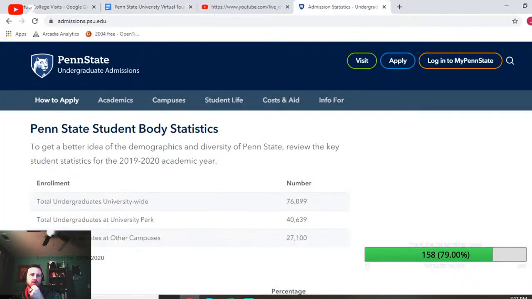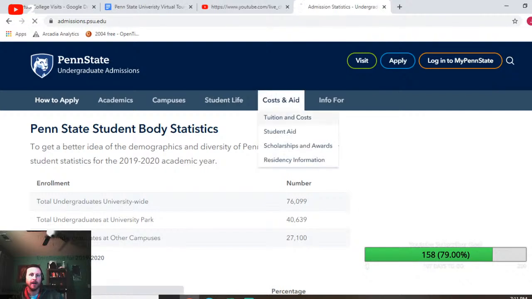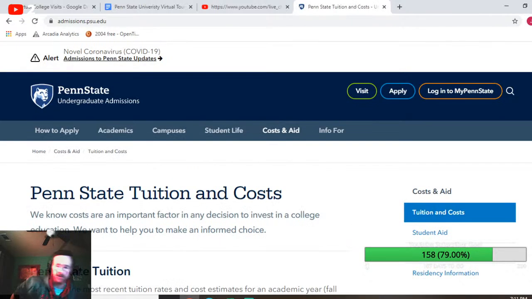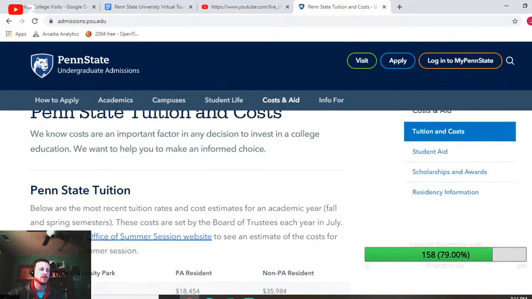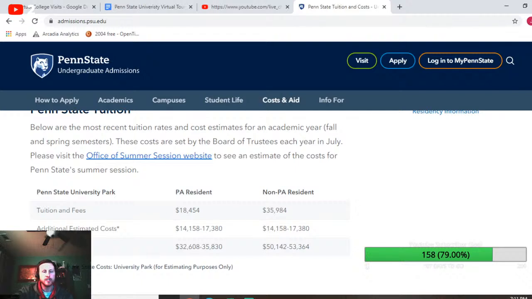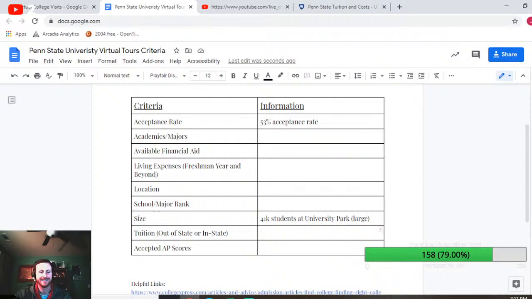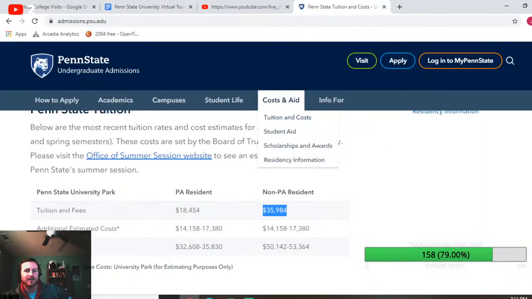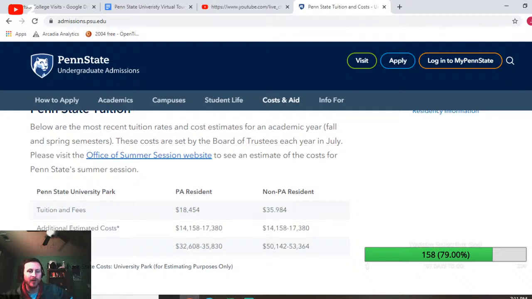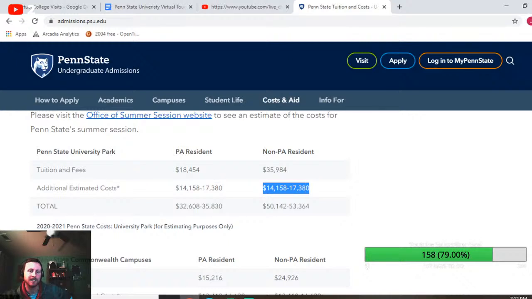Let's see. Next useful information would be tuition. All right, you ready for this one? Don't hold your breath, Adrian, because this might take your breath away. Tuition and fees, $35,984 a year. Let's just call it 36,000 a year. That's substantial. That's pretty crazy. Additional estimated costs being 14,000 to 17,000. Looking at a total of about 50,000 to 53,000.